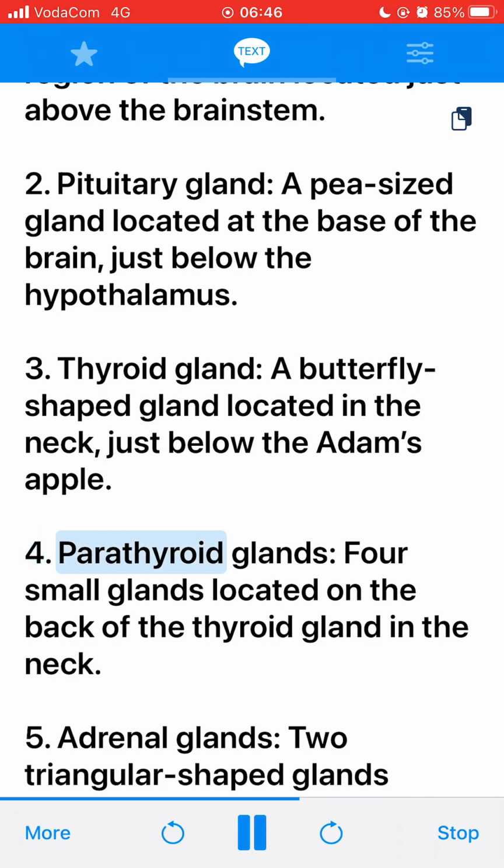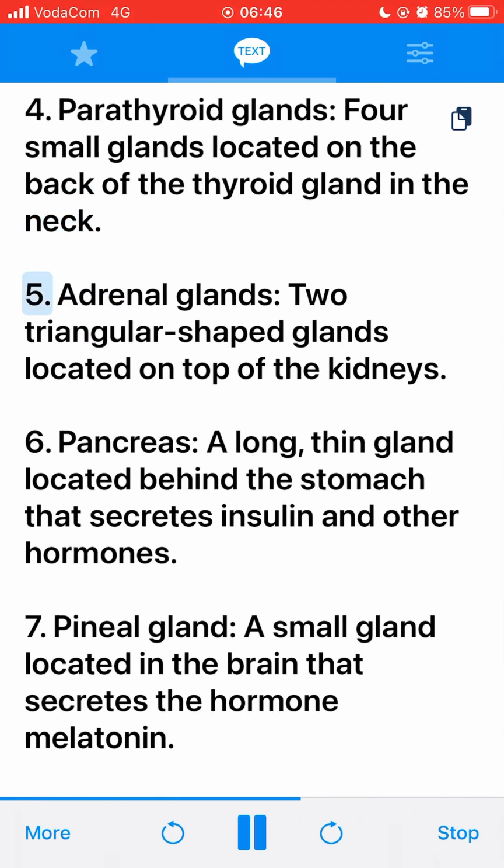4. Parathyroid glands, 4 small glands located on the back of the thyroid gland in the neck. 5. Adrenal glands, 2 triangular-shaped glands located on top of the kidneys.